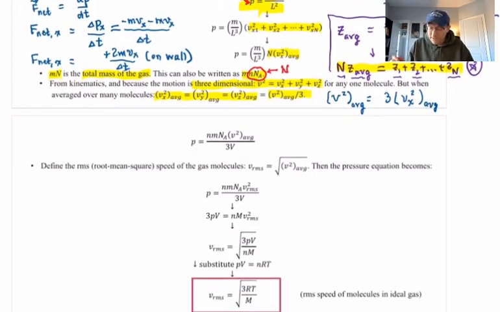Okay, so let's put these various results together. We're replacing big N that we had up above with little n times Avogadro's number. Remember, the little m is just the mass of an individual molecule. And where up above we had Vx squared average, we now replace that with the average value of the total speed squared of the molecules over 3.